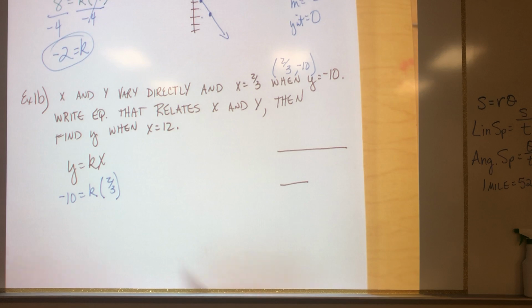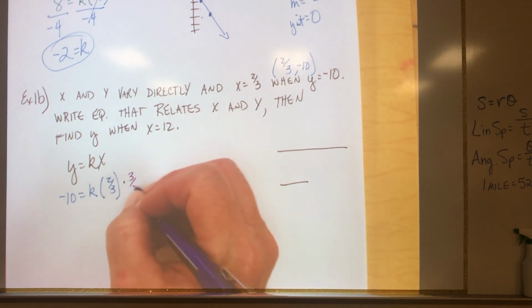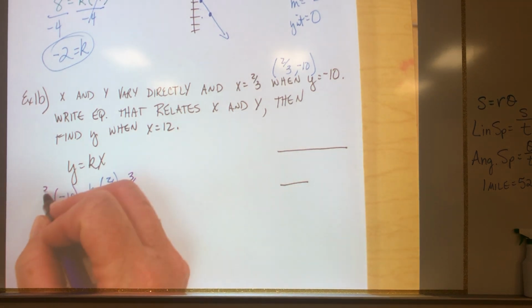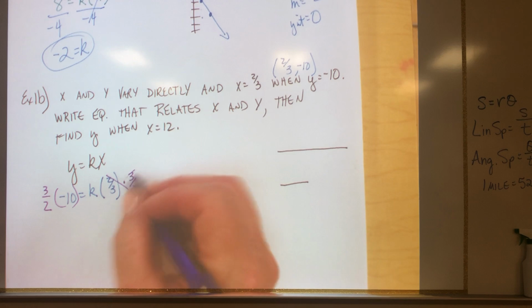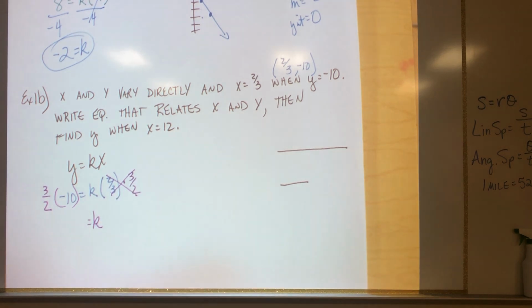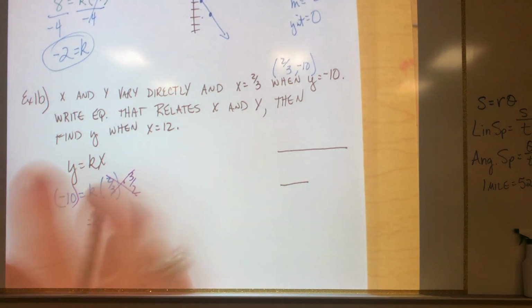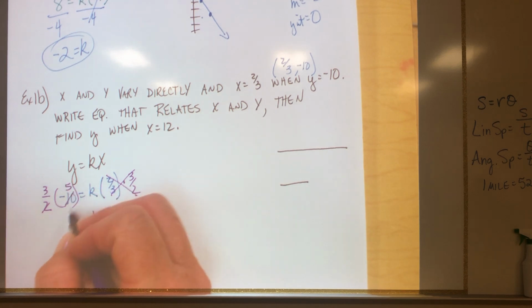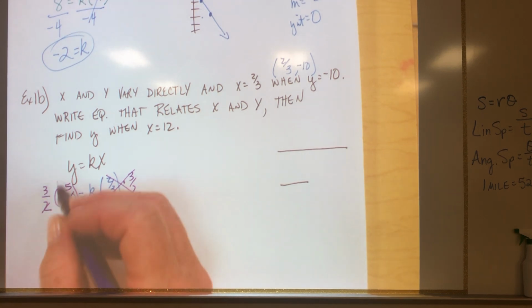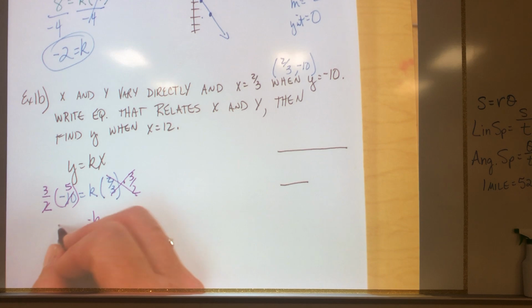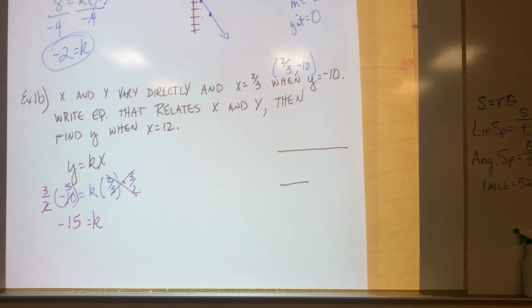Divide by 2/3. What's a better way of saying it? Multiply by the reciprocal. Very good. But dividing by 2/3 is the same thing as multiplying by its reciprocal, right? 3/2. It's just a little nicer said that way. 3/2. So these cancel out and you're left with k is equal to -15. Very good. 2 goes into 10 5 times. Divide by the bottom, multiply by the top. 5 times 3 is 15 and it's -15.